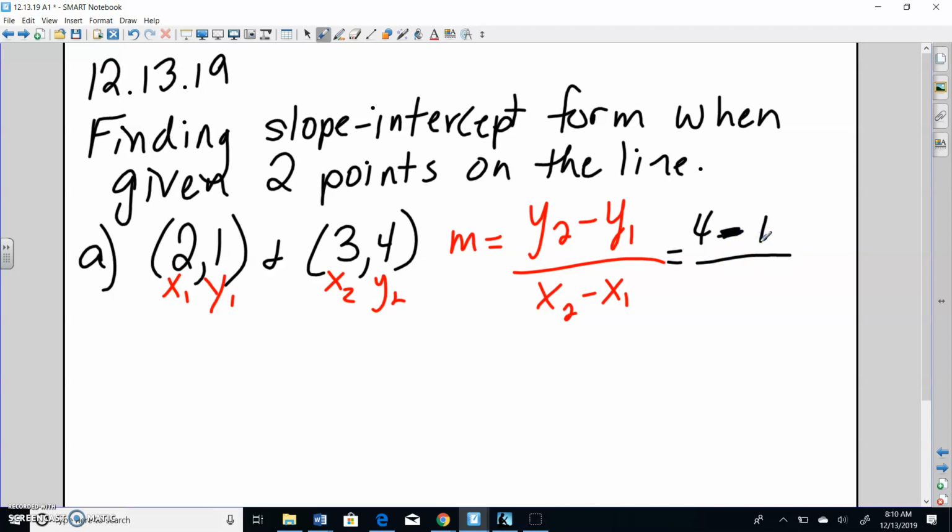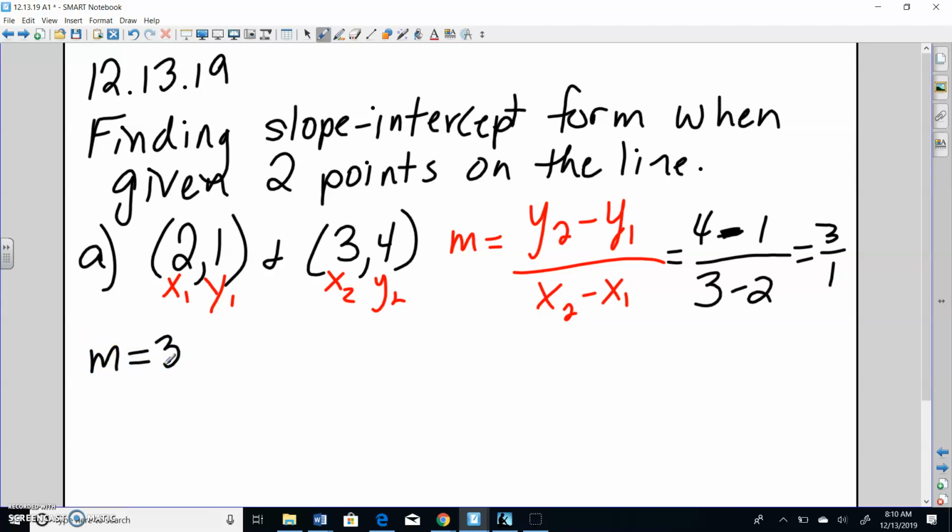In the denominator, we're going to do x2, which happens to be 3, so I'm going to write 3 minus, and now I'm going to go look at x1, and that is the value 2, so that gives me 3 over 1, which I could just write as 3. So that's the slope. So I have a slope of 3.